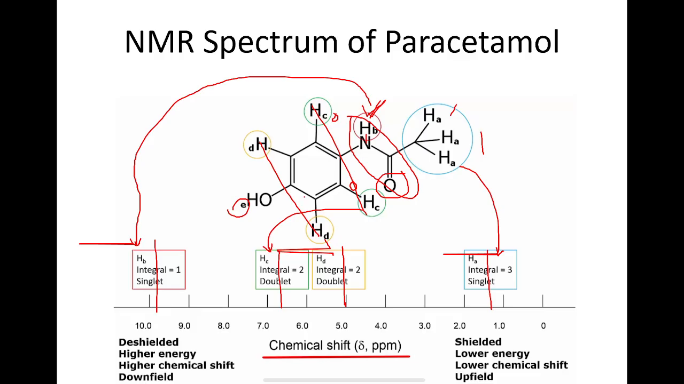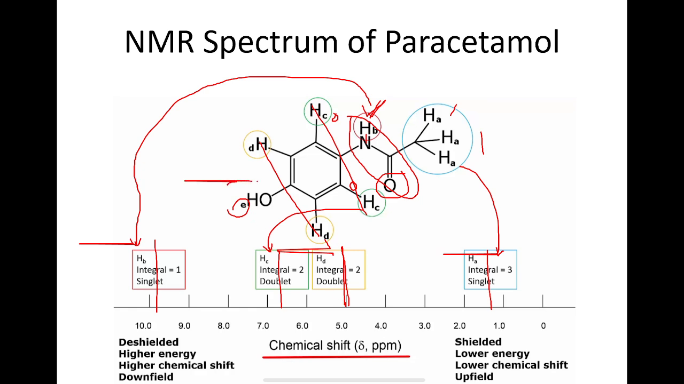But the yellow ones, they are meta to this group. Therefore, this group's effect on these yellow or D hydrogens is less than on the green ones. Therefore, they are less de-shielded, and we get them in here.